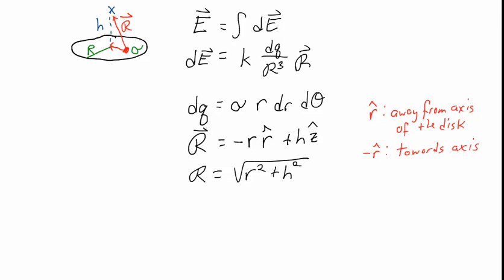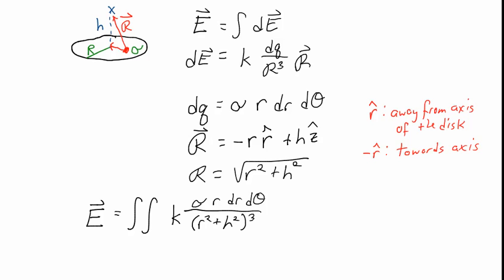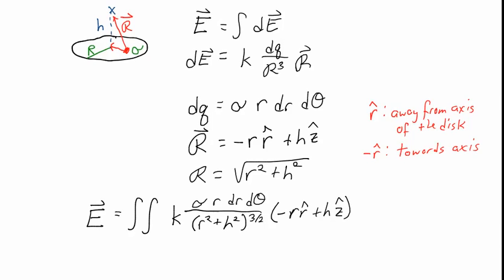If we put all that together, we get that the electric field is equal to the double integral. This will be a double integral because there are two integration variables, r and theta, of k sigma r dr d theta over r squared plus h squared to the 3/2 power times minus r hat plus h z hat. And that's the setup we had in class.